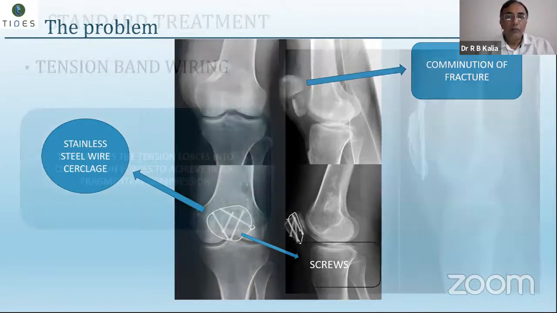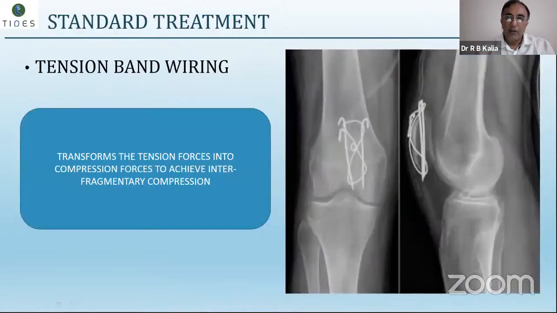So this is the basic, the gold standard rather, for a transverse fracture. It has been shown that it doesn't really transform the tension forces into compression forces, and it just acts like a tie. The traditional AO teaching that tension forces get converted to compression forces on loading doesn't really work, because biomechanical studies recently have proved that this does not happen. So it's just like tying down a fracture and wiring it together. And since it's cancellous bone, more often than not, it does unite.